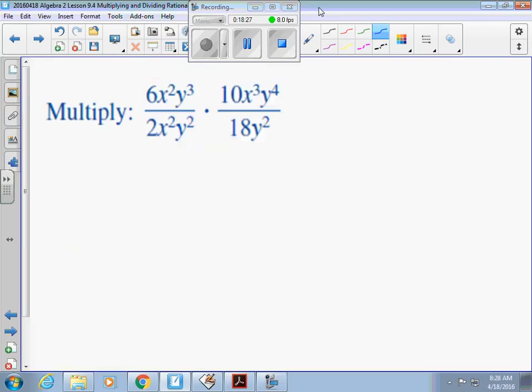On the back, on the side, one more time. 6x squared y cubed over 2xy, times x squared y squared over 10x cubed y to the fourth over 18y squared.